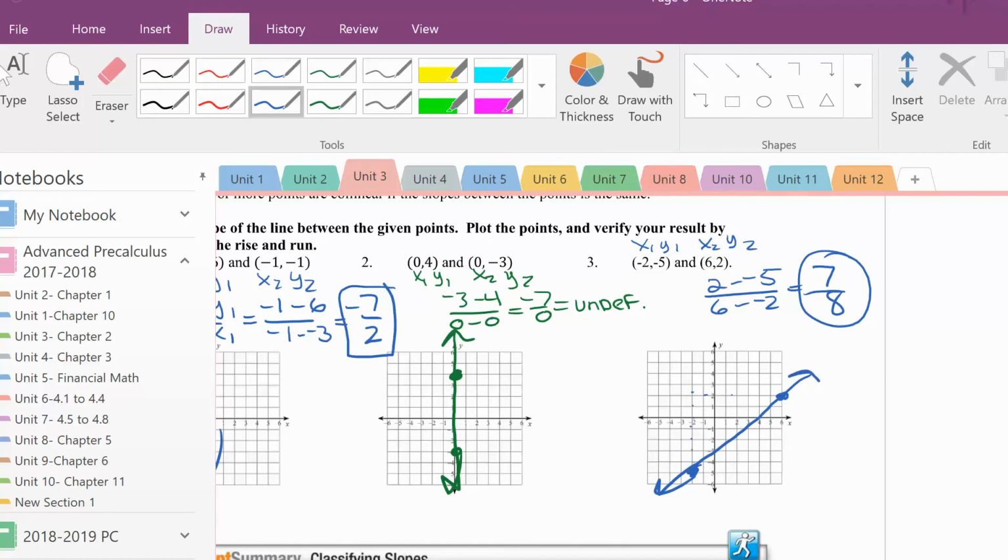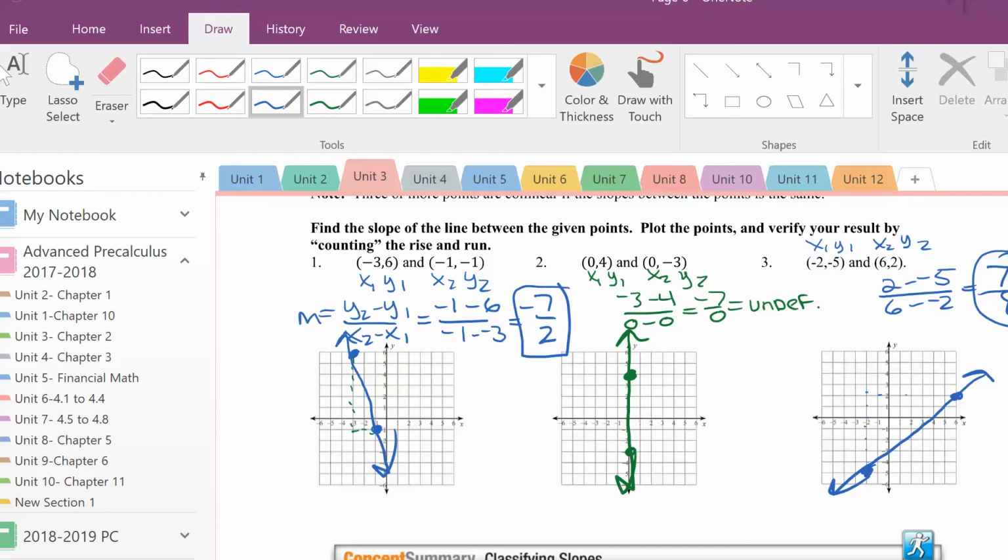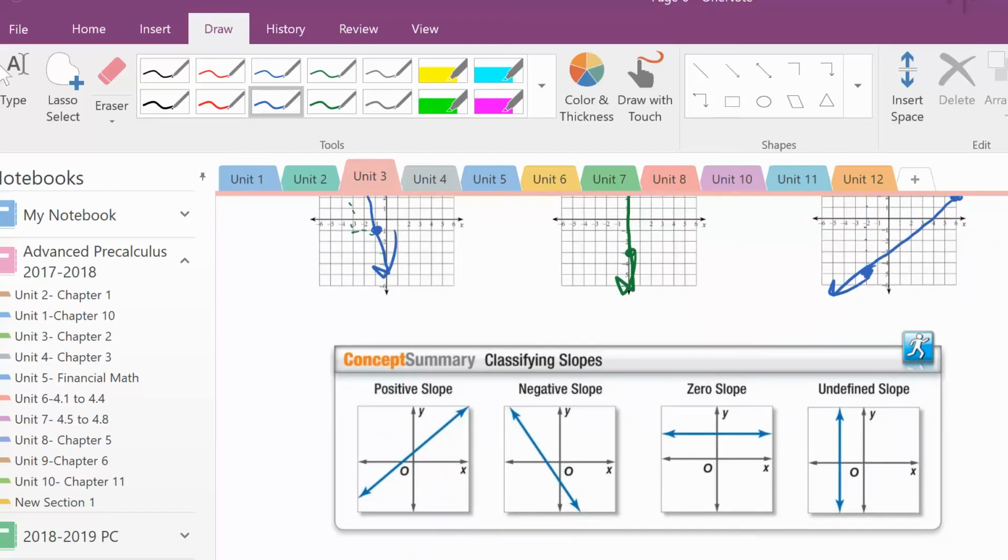All right, so some things about slopes. For example, if you have a positive slope, it rises from left to right. If you have a negative slope, notice it falls from left to right. Zero slope means it's a horizontal line. And undefined slope means it's a vertical line.